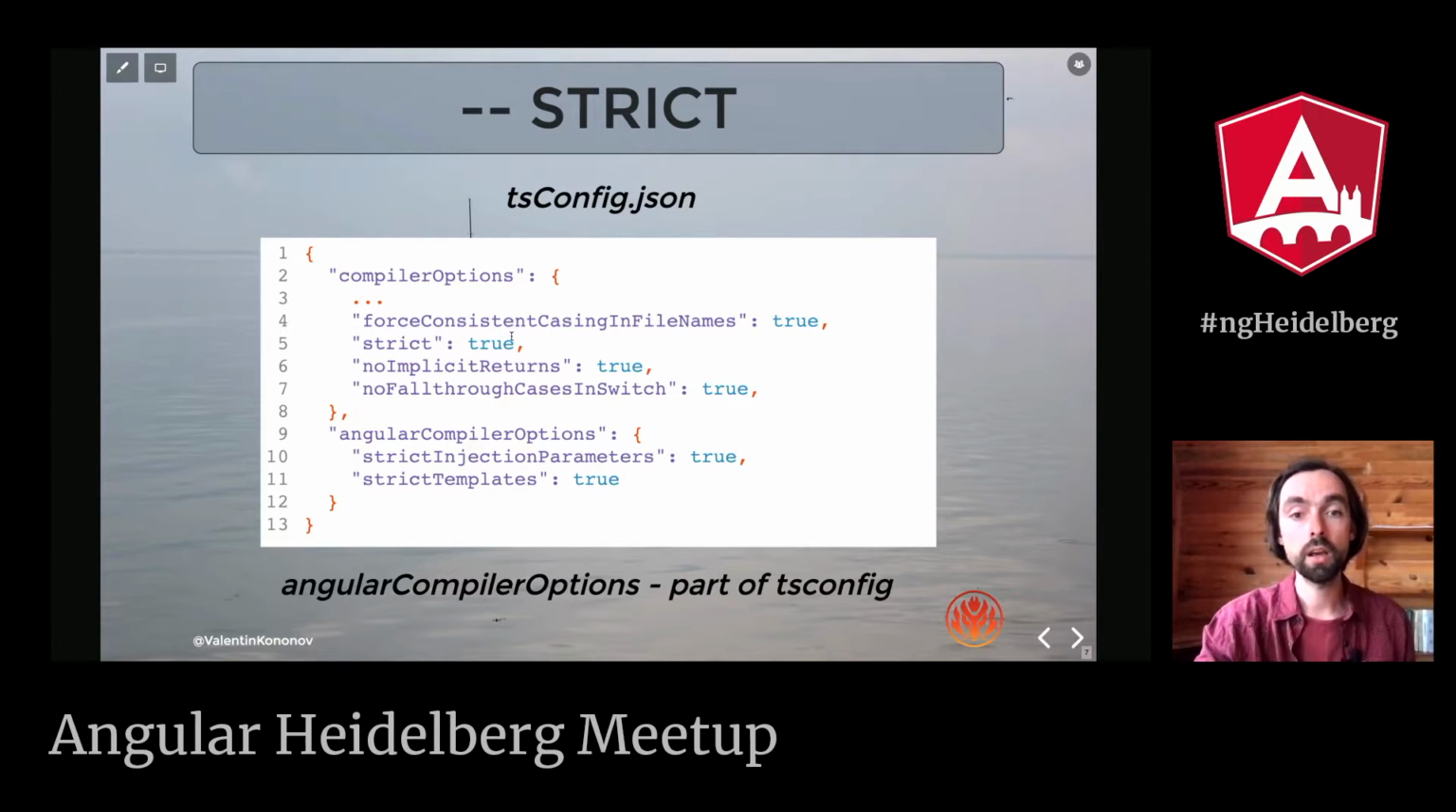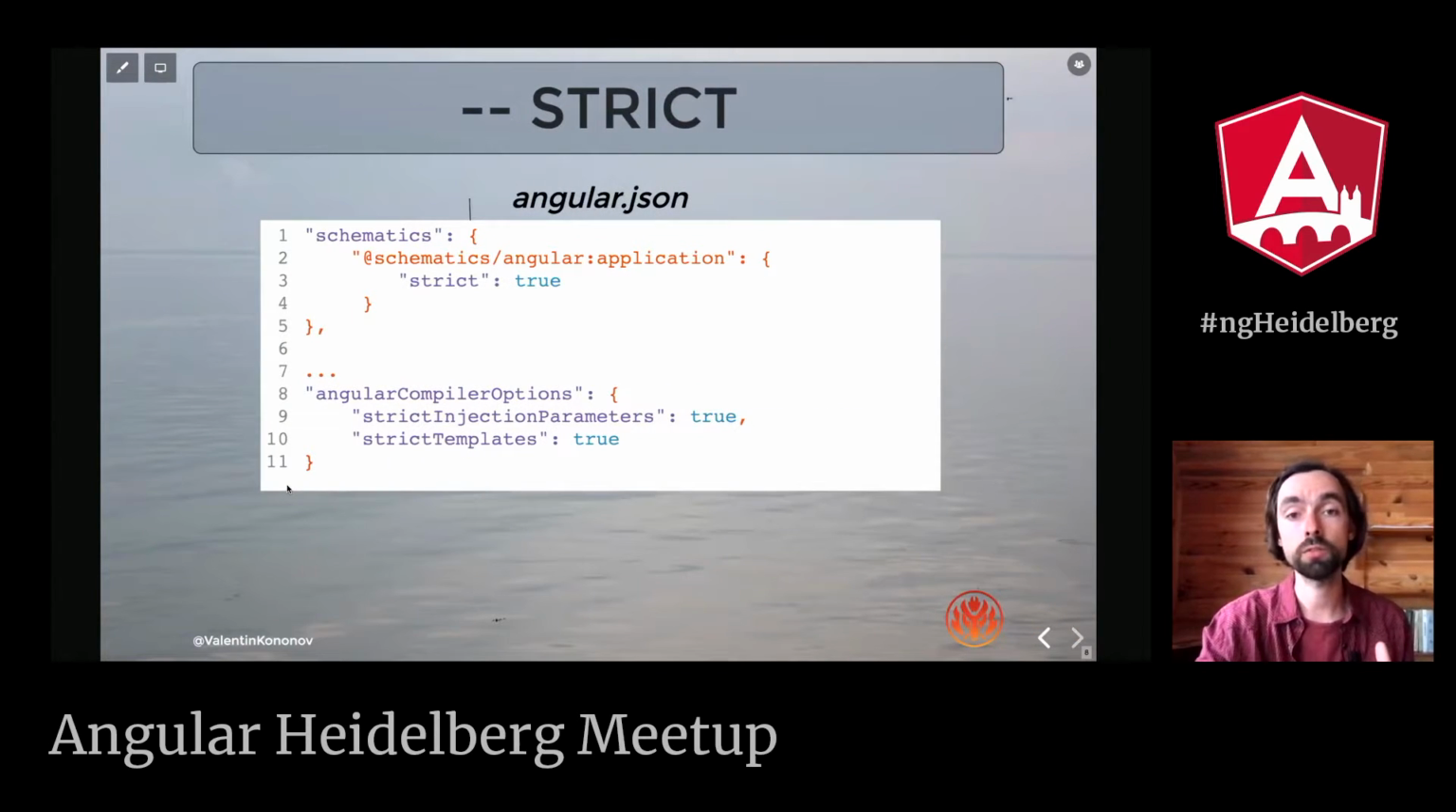So in tsconfig, you see a couple of things like strict is true, no implicit returns, and some other stuff. And also you see the additional Angular compiler options for checking your template, for type checking of your template and parameters you inject and stuff like that. This is hugely important. Another change you can observe if you compare the angular.json, the regular one and the strict one. It also has the Angular compiler options, so it slightly duplicates stuff, and it has a strict setting for schematics. So if you're working with a library and stuff, it will also help you a lot.